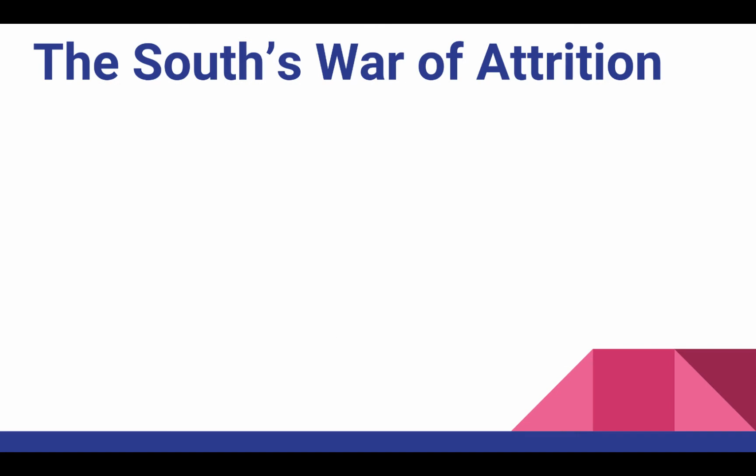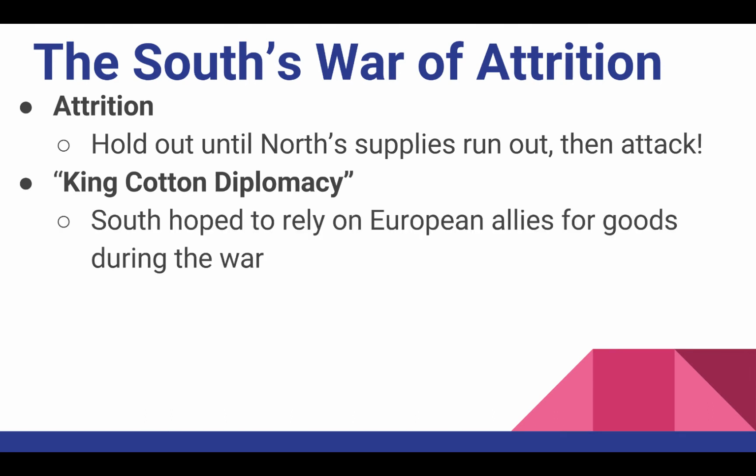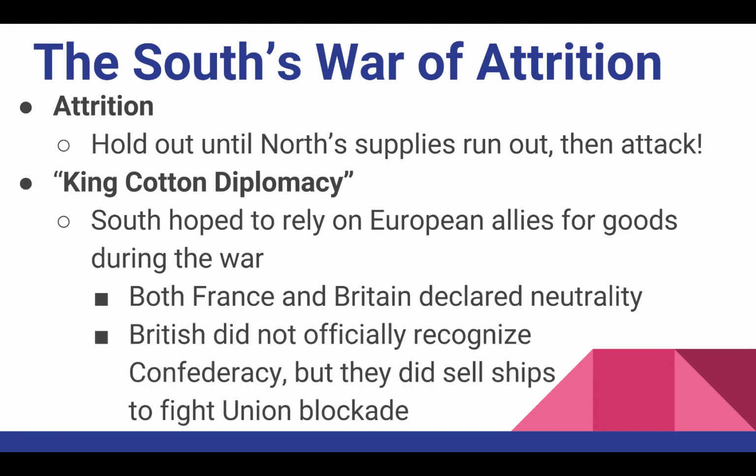The South's war was a war of attrition, which essentially just means outlast. The South's plan was to hold out until the North's supplies ran out and then attack. They used King Cotton diplomacy, using their cash crop of cotton. The South hoped to rely on European allies for goods during the war. Both France and Britain did declare neutrality. And although the British did not officially recognize the Confederacy, they did sell ships to fight the Union blockade. The British sold privateer ships.